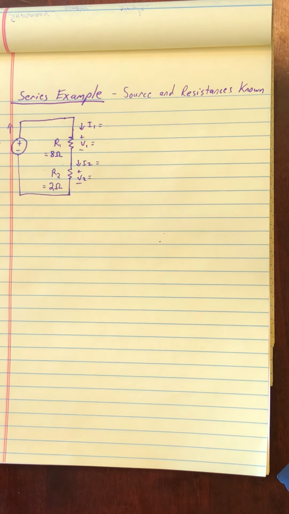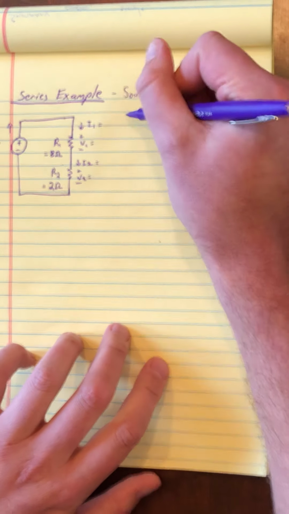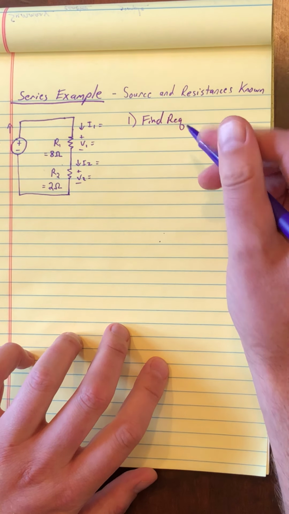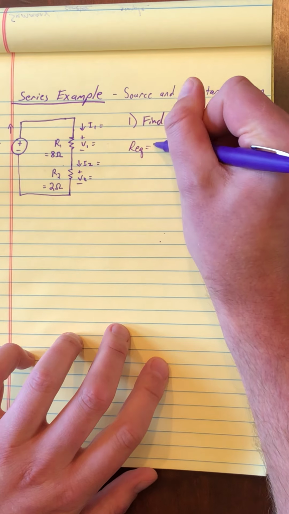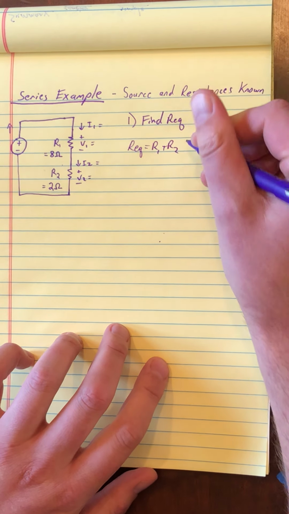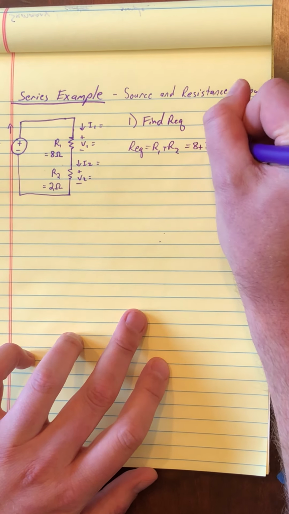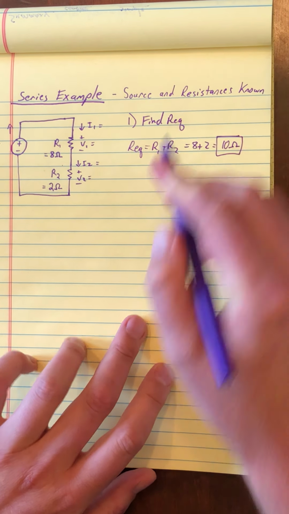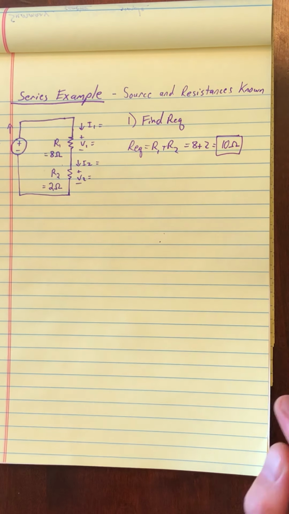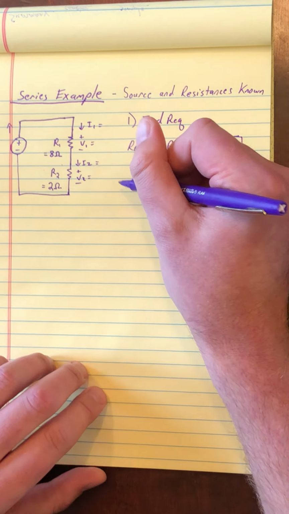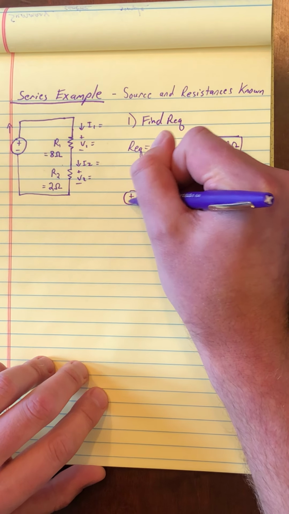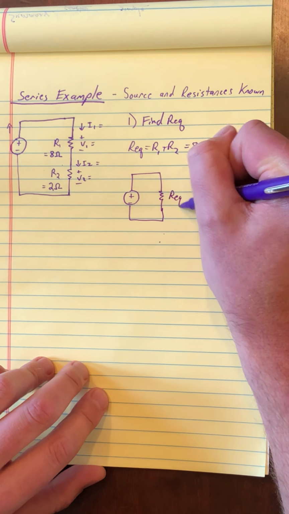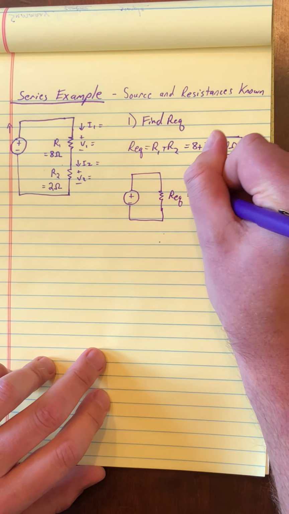So what is the process that we'll use to solve this? So the first step is generally to find the equivalent resistance. Since this is series, this is pretty easy. REQ is just going to be R1 plus R2. And so adding those together, we get 8 plus 2 is equal to 10 ohms. So great, we have our equivalent resistance based on the series equivalent resistance formula. And so now this turns this circuit into something that looks like this with just one REQ. And we know that this value here is 10 ohms.